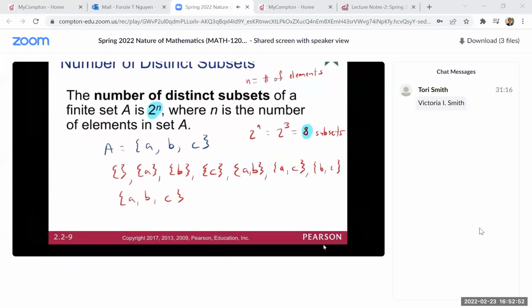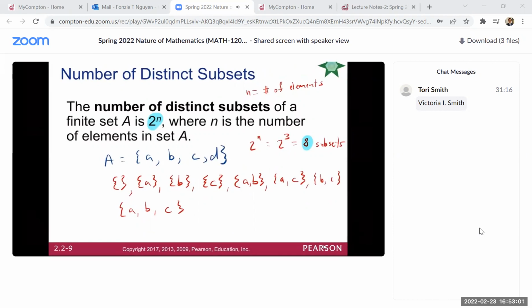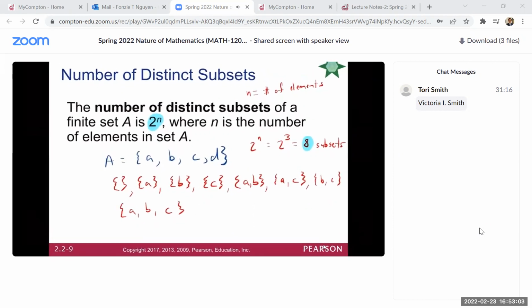So what if there were 4? What if I included D? Anybody know how many subsets there would be now? 4. Oh, that would be the number of elements. So how many subsets? 16. Yeah, 2 to the 4th power. That's going to be 2 times 2, 4 times 2, 8 times 2. That is 16 subsets.